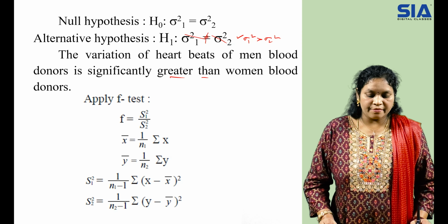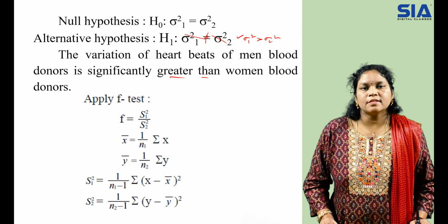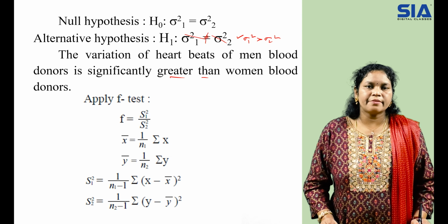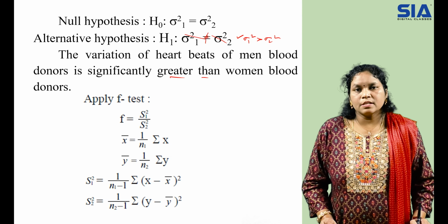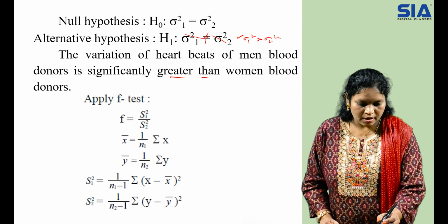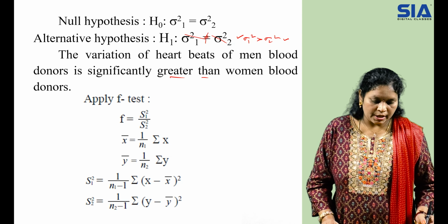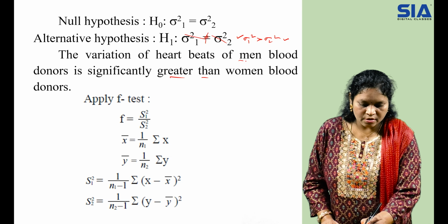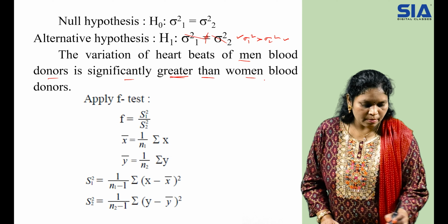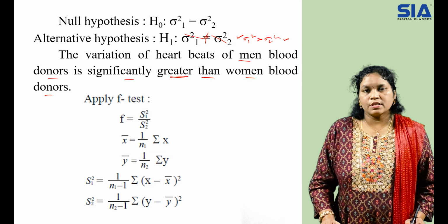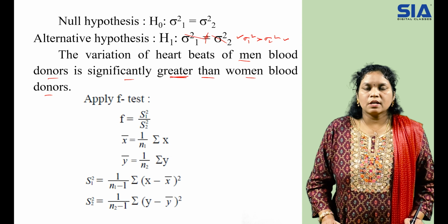So have a glance here, whenever in the question they give less than, greater than words, we have to take it as it is for the alternate hypothesis, so that we can check which tail test it is. So here greater than symbol they have given. So I have taken H1 as sigma 1 square greater than sigma 2 square. Now the variation of heartbeats of men blood donors is significantly greater than women blood donors. So that's what in the question they want to check. Yes, greater than or not. Let us check it out whether it goes or not.